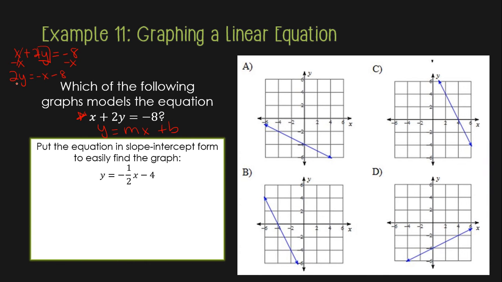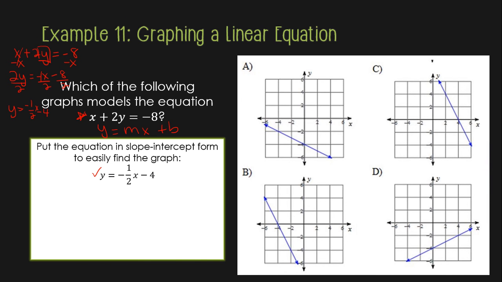And then I have 2 times y, so to undo multiplication, we divide everything by 2, which leaves me with y equals negative 1/2 x, because negative x is really like a negative 1x, and then negative 8 over 2 is minus 4. Oops, I forgot the x there. Okay, and that's the same thing we have here.